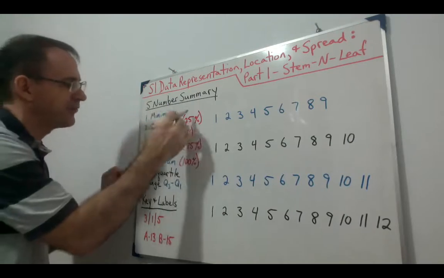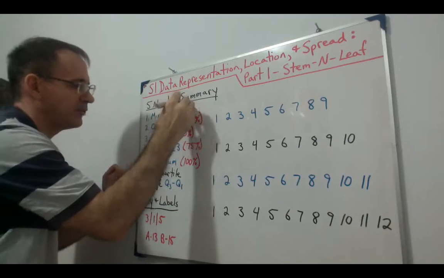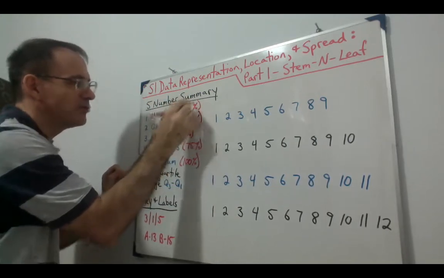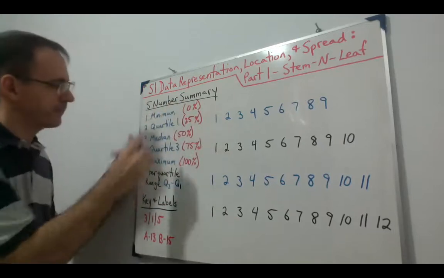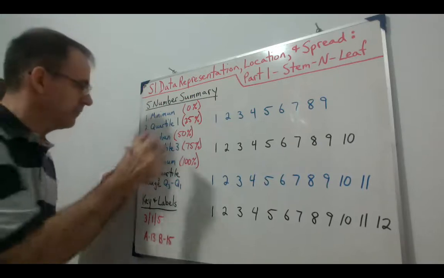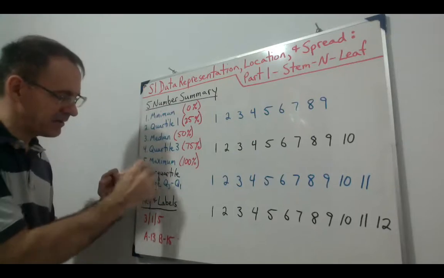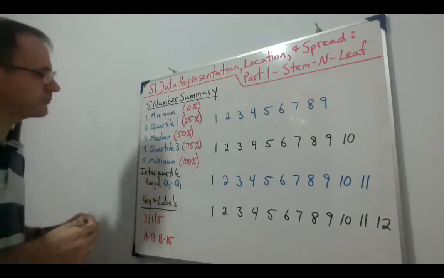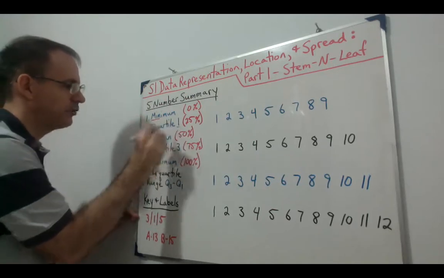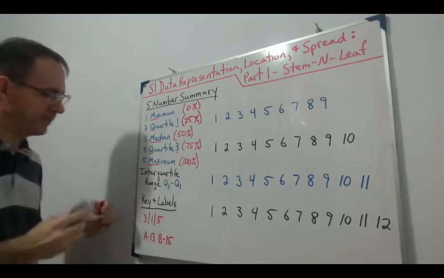So here's the first value. Actually, if you wanted to, you could call it 0%. In other words, there are no values in front of it. Quartile 1 has 25% of the values in front of it. Median is 50%, right in the middle. 75%, and then the last value, the maximum, is 100%. So minimum, Q1, median, Q3, and maximum.